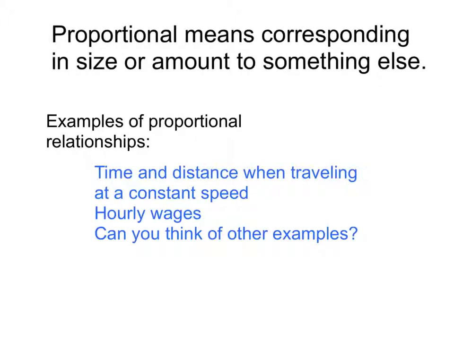Proportional means corresponding in size or amount to something else. Some examples of proportional relationships would be time and distance when traveling at a constant speed, like so-and-so can travel 40 miles in 2 hours. So how far can they go in 6 hours?